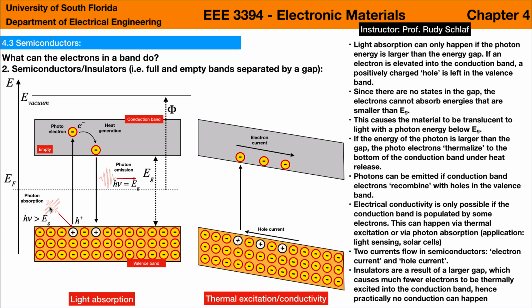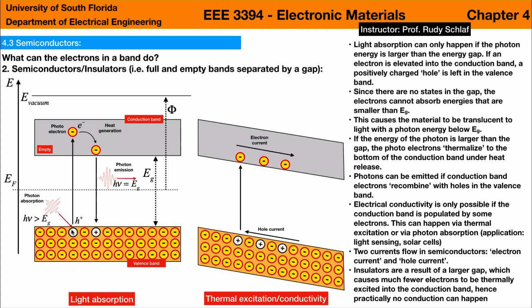If the photon energy is lower than the energy gap, then the photon simply gets transmitted through the material and does not get absorbed. So the material then becomes translucent to that photon energy or frequency. Let's assume now the photon has an energy larger than the energy gap, then the electron can be excited into the conduction band. The energy difference relative to the bottom of the conduction band typically is released as heat, and the electron then occupies a state at the bottom of the conduction band.